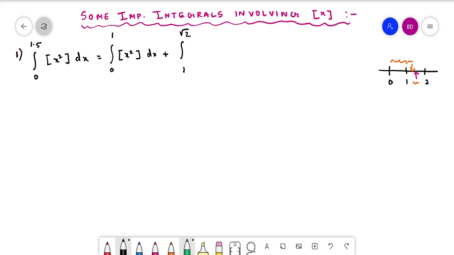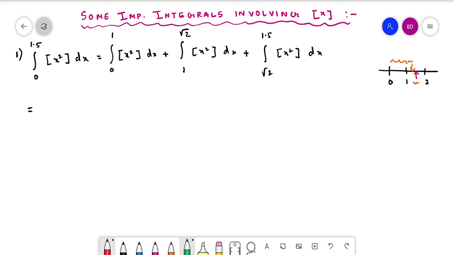So let's complete this. 1 to root 2 box x square dx, plus root 2 to 1.5 box x square dx. Okay. Now let us see what the values of box x square are in each of these intervals. I'll explain each of these separately here.